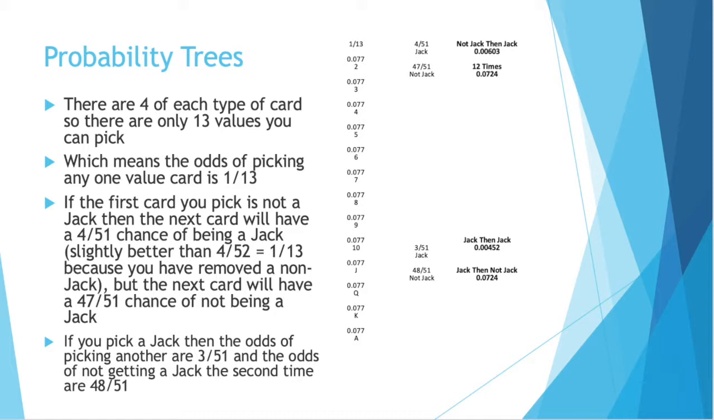where there's multiple scenarios where the probability can change. Ignoring the suit of each card, there are really only 13 types of cards you can draw in the deck. That means picking any one of those has a 1 in 13 chance. If the first card you pick is not a jack, then the next card will have a 4 in 51 chance of being a jack. Slightly better than 4 over 52, which is 1 in 13, because you removed one of the non-jack cards.